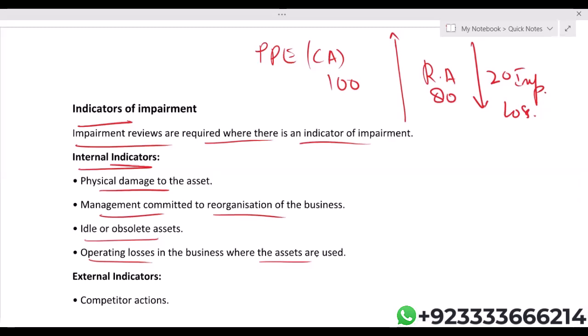Indicator does not mean that impairment has come. Indicator means just perform the impairment test, and then you will automatically get to know whether there's any actual impairment or not.